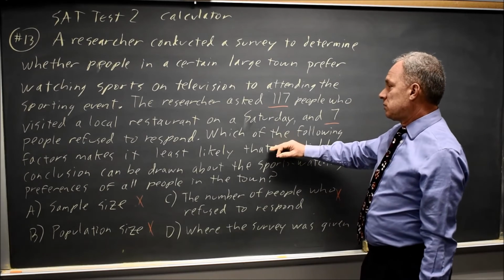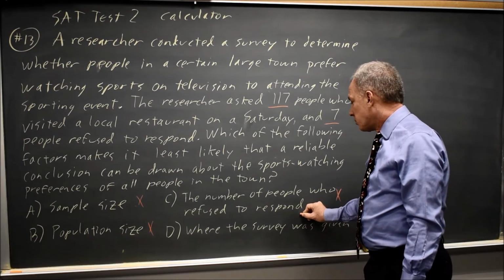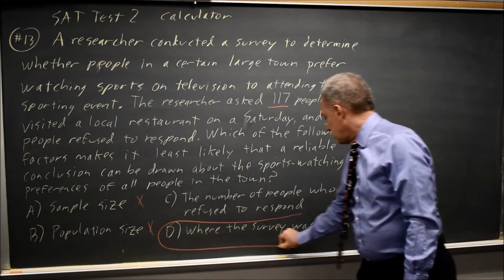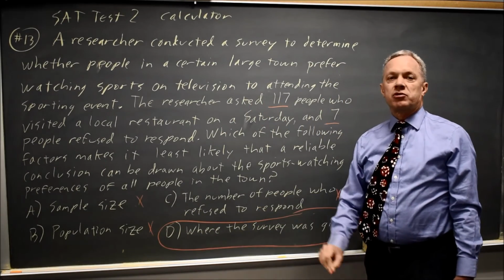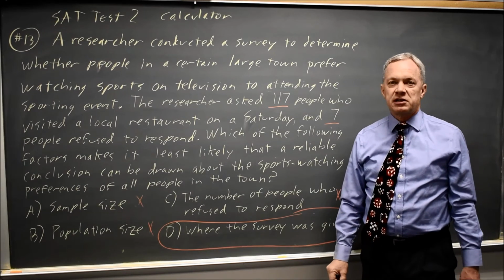So the factor that makes it least likely that a reliable conclusion can be drawn is where the survey was given, because that may introduce bias. College Board often asks about the flaws in a survey.